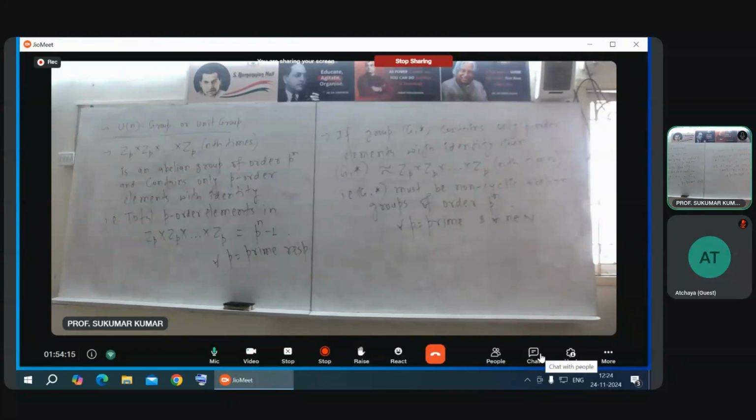So Zp cross Zp cross Zp has cardinality p power n. So total p order elements is p power n minus 1. Minus 1 is that identity. Identity is a one order element, so minus 1.